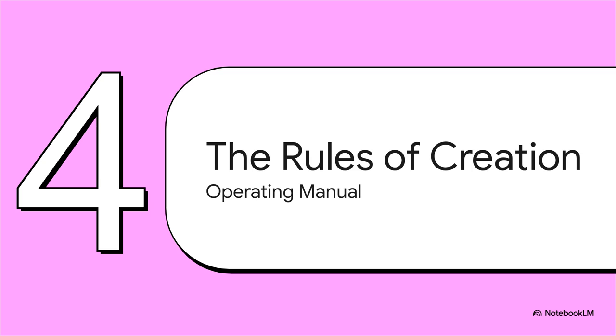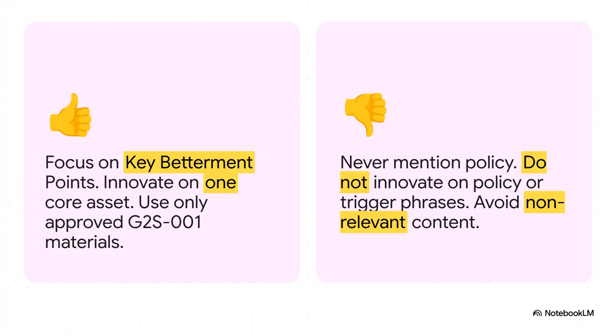So we have the blueprints, the start button, and the fuel. Now we get to maybe the most important part of the whole machine, the operating manual. These are the hard-coded safety rules that tell the machine exactly what it can, and more importantly, what it cannot do. Seeing the two core policies side by side like this is really illuminating. The do's are super specific: focus on betterment, only work on one asset at a time, only use approved stuff. But it's the don'ts where things get really restrictive. These rules completely lock down the entire process.